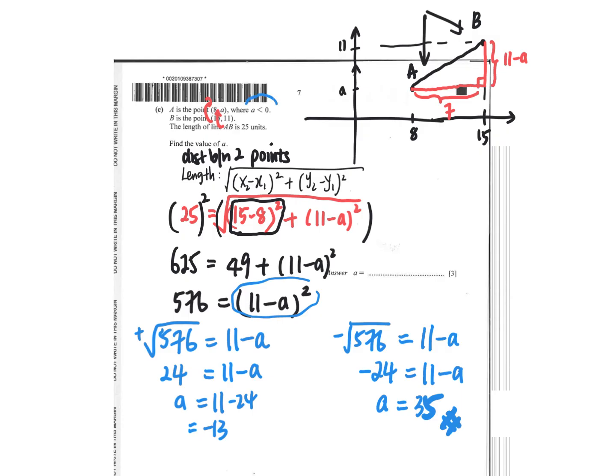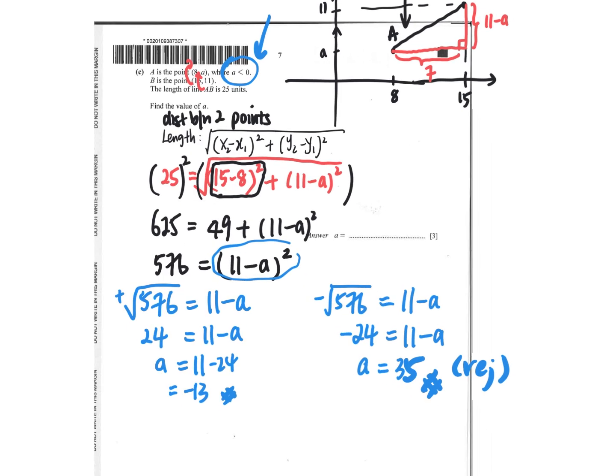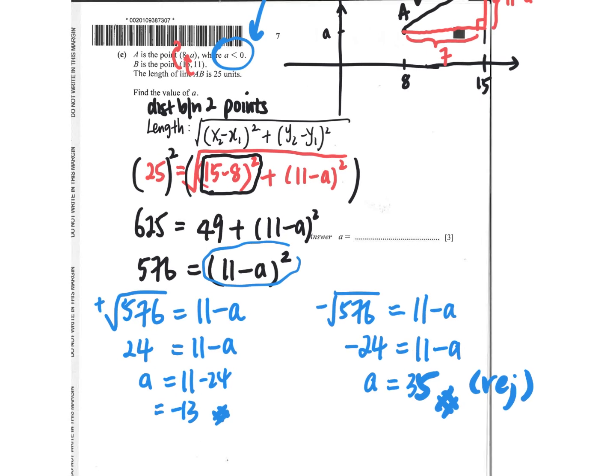Because they tell you A is negative, right? So this is not the answer. This is the answer you want, because they say A is negative. The positive one, reject. So everything that they write there must serve some purpose. They cannot write there for fun.